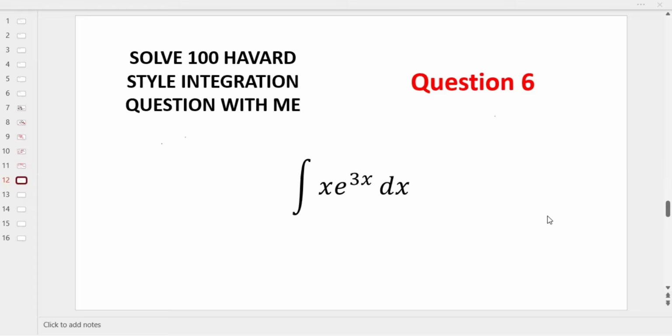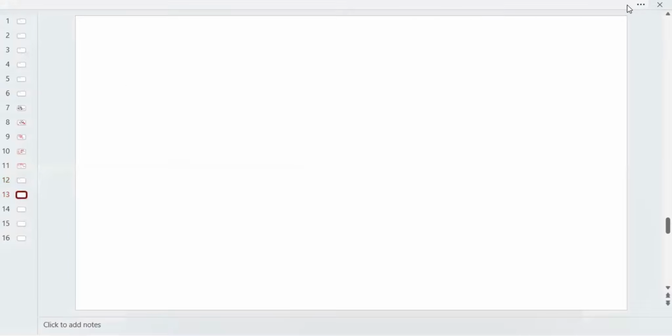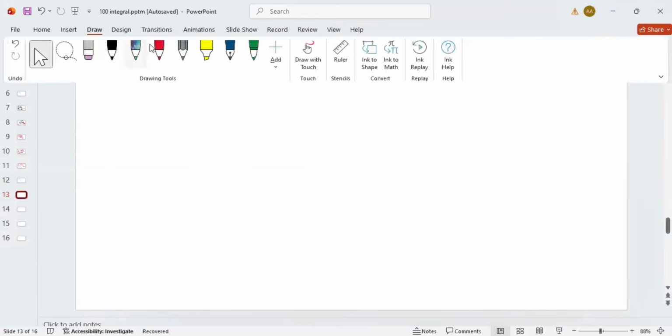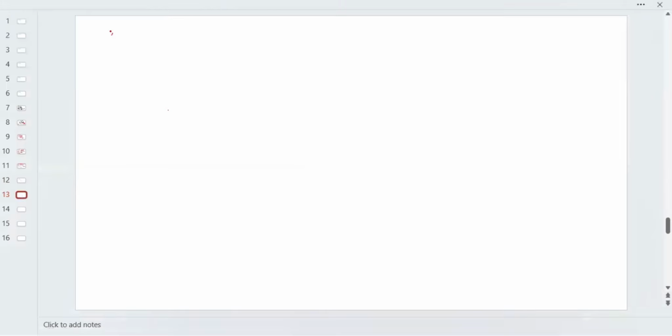So we have the sixth question in the 100 Average Integration question series that we are solving. And I'm so excited about this question today. We are going to be using our integration by parts approach again to solve it. We have the question: integrate x exponential to the power of 3x dx. So let's get straight into it. I'm just going to pick my pen, and here we have integrate x exponential 3x dx.